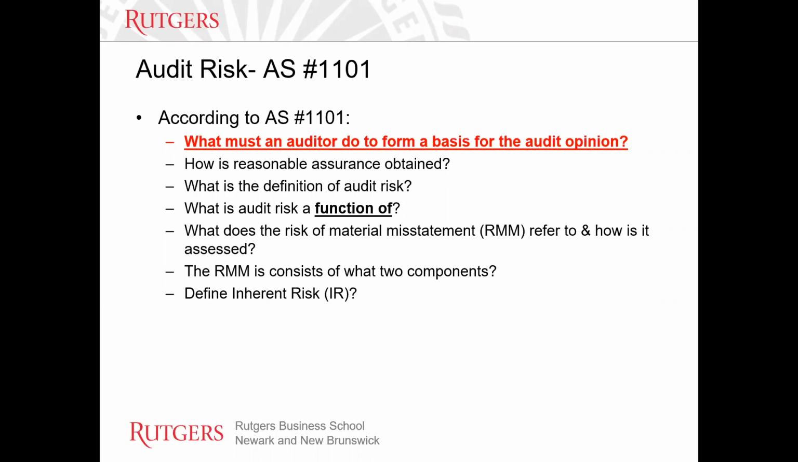Okay. Before we do that, let's go back and define what audit risk is. We're going to be discussing the audit risk model. What is audit risk? The risk that the auditor would express an inappropriate opinion when the financial statements are materially misstated. So that means that there's a really big problem in the financial statements, right? It means that there is a material misstatement according to that definition.